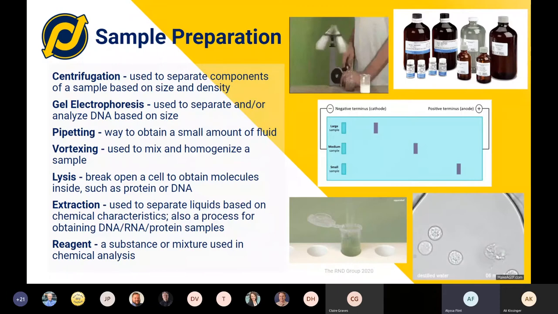Reagents can include buffers, which stabilize pH, dyes, acids and bases, enzyme solutions, which catalyze reactions, and reactants for starting a chemical reaction.